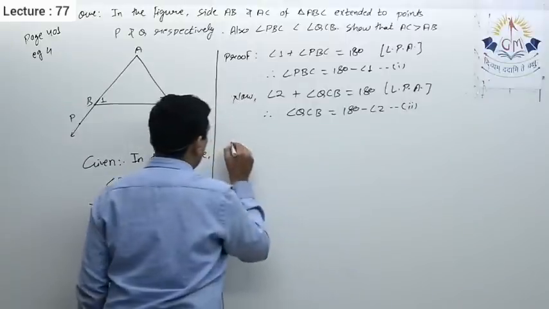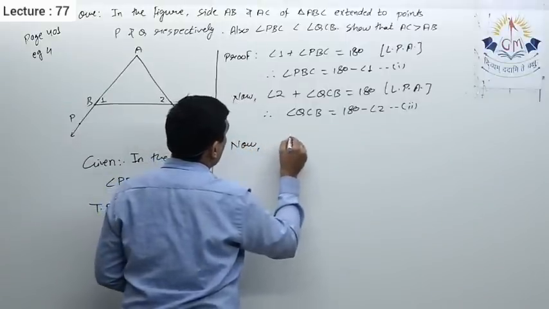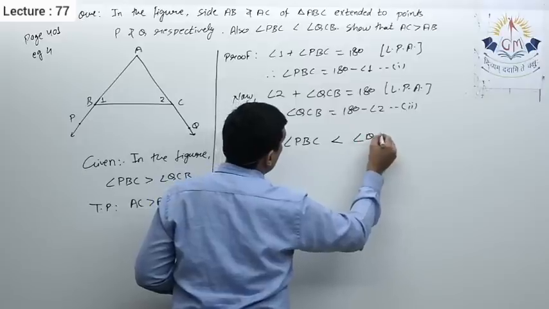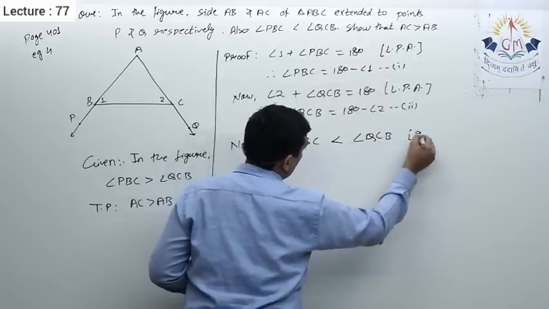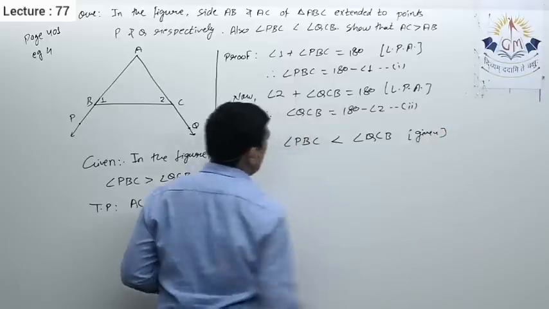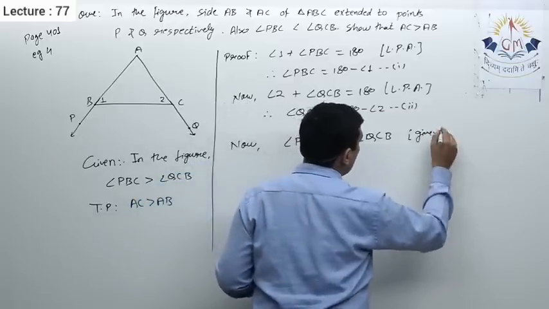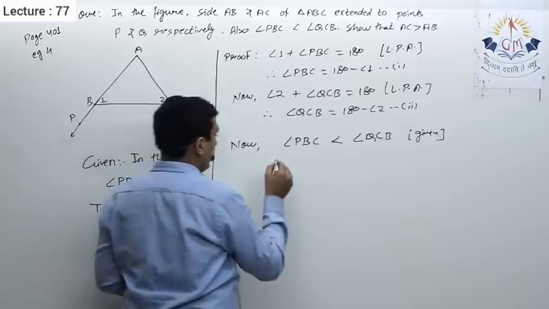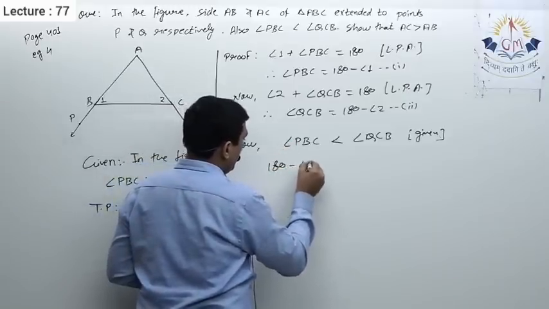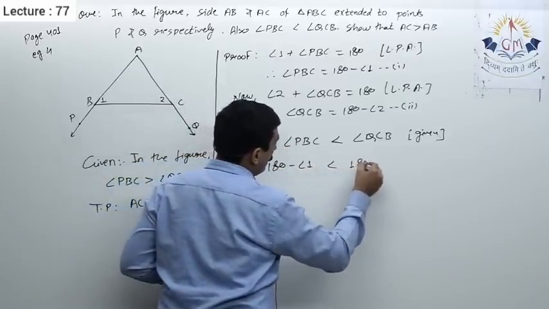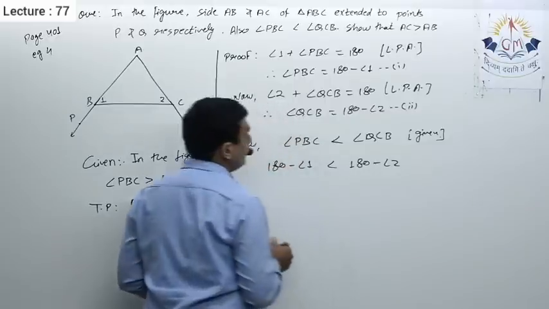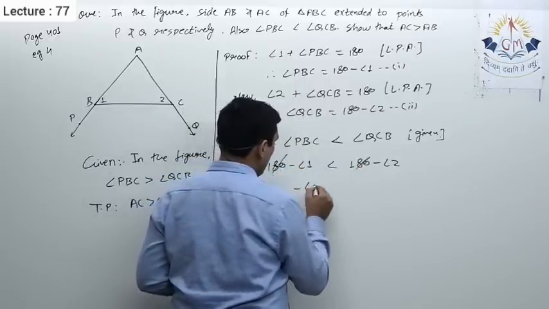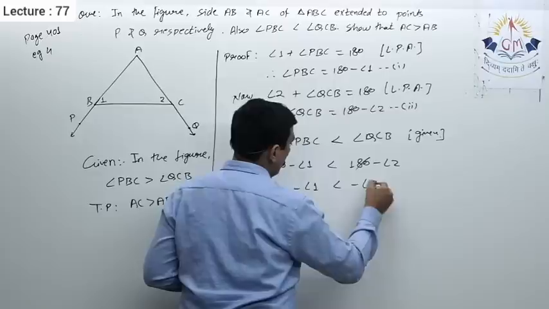So now we have the relation. Now angle PBC is less than angle QCB. Okay, it is given. Now if I put the values of PBC and QCB from 1 and 2, I can write 180 minus angle 1 is less than 180 minus angle 2. Okay, 180 I can cancel, so minus angle 1 is less than minus angle 2.